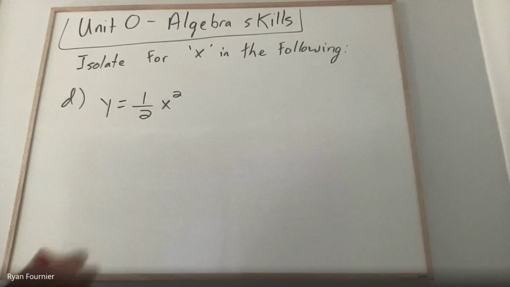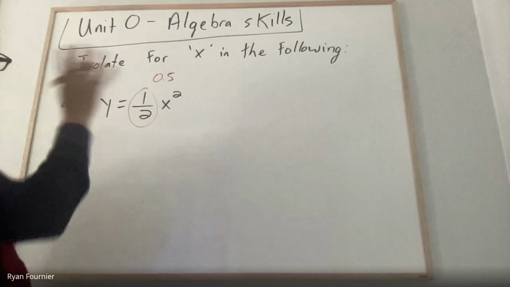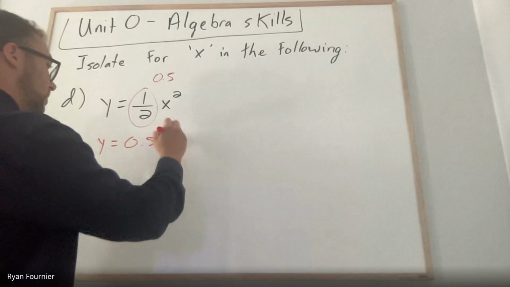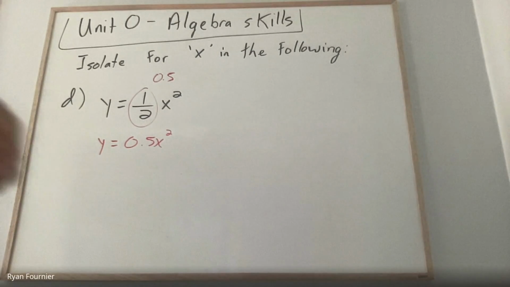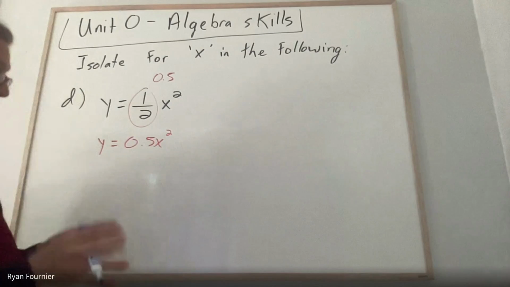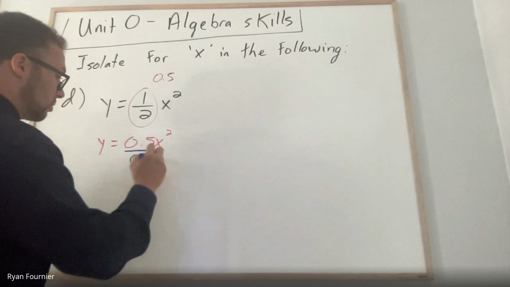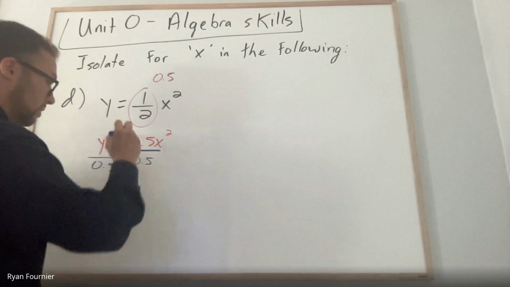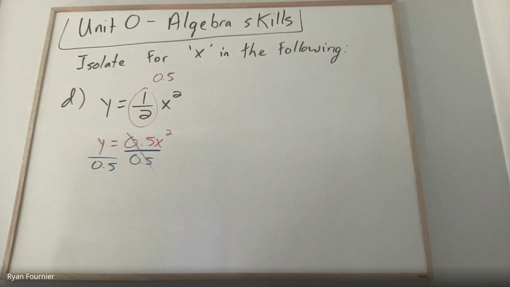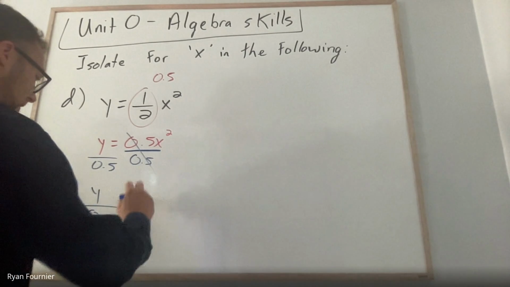So some people would change this to a decimal and rewrite it because fractions give people anxiety. So they would rewrite it as y equals 0.5 x squared. And once they've got it as a decimal, the goal is to get x by itself. So you would divide both sides by 0.5, because right now it reads as 0.5 times x squared. And so I got y over 0.5 equals x squared.